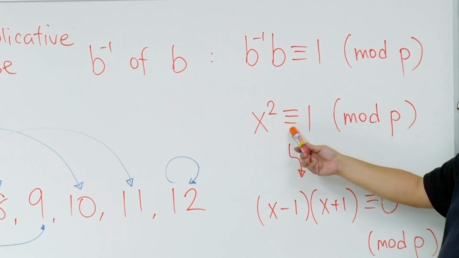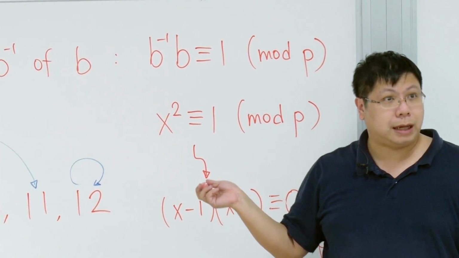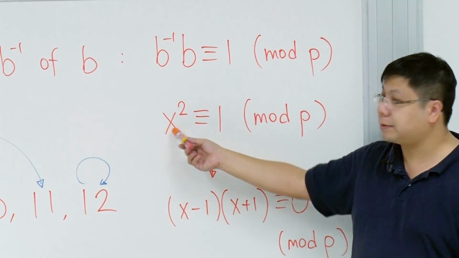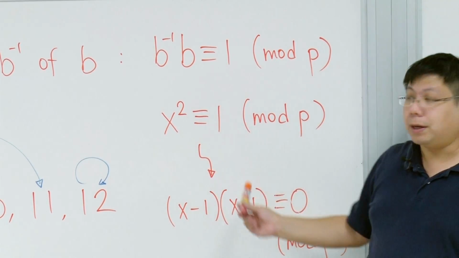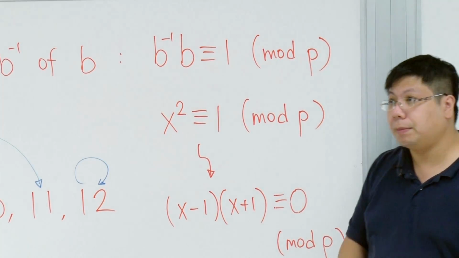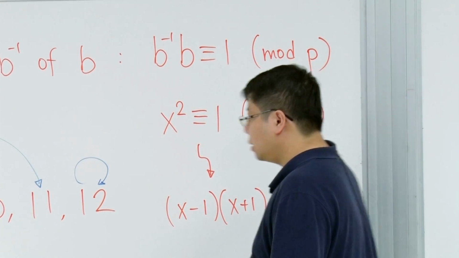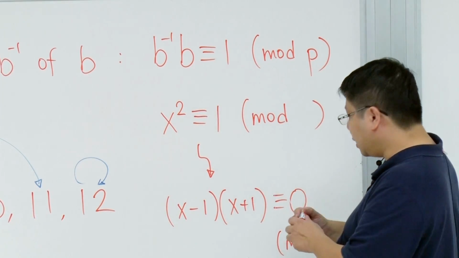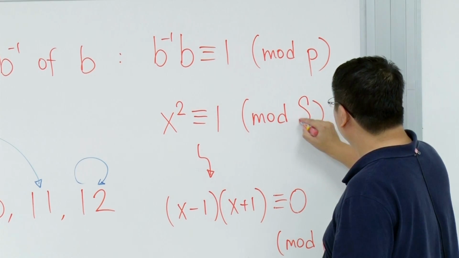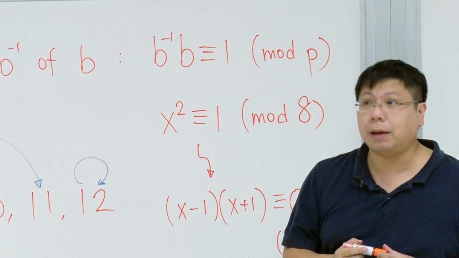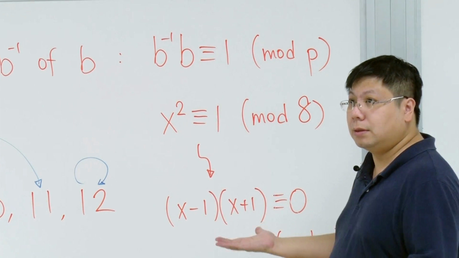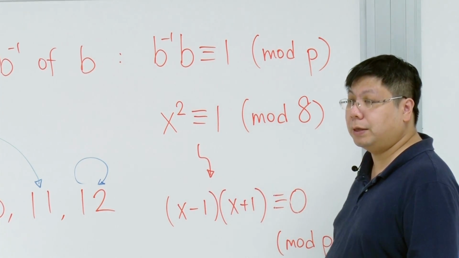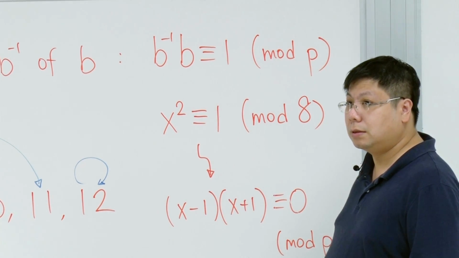If you see x squared is equal to 1 mod p, it looks like there are 2 x that can satisfy this formula, right? But if it is not a prime p, then there can be more. So for instance, I'm talking about something strange, okay? Suppose that this is not a prime p. Let's say we change it to 8. What will happen? What kind of x such that the square of it will be equal to 1 modulo 8?